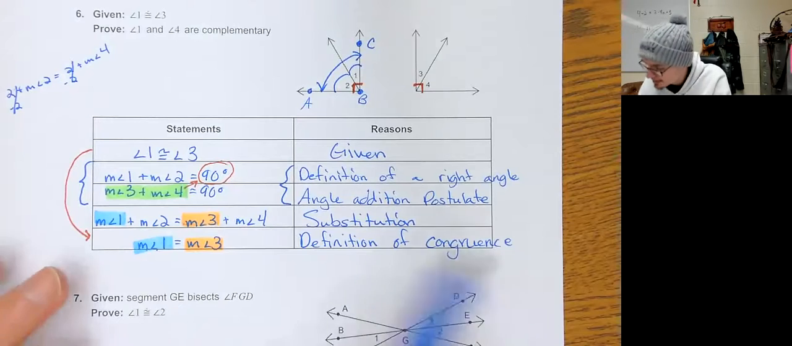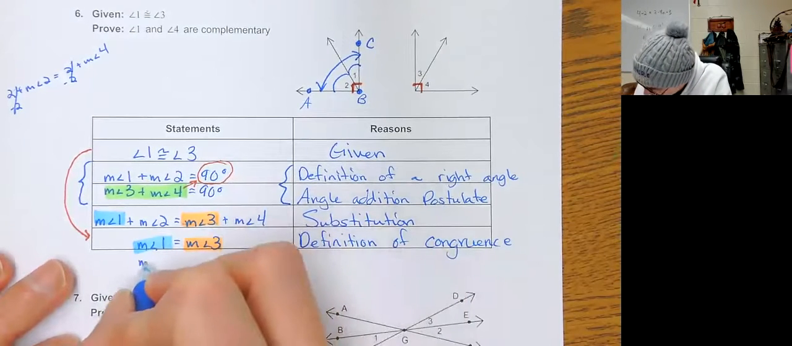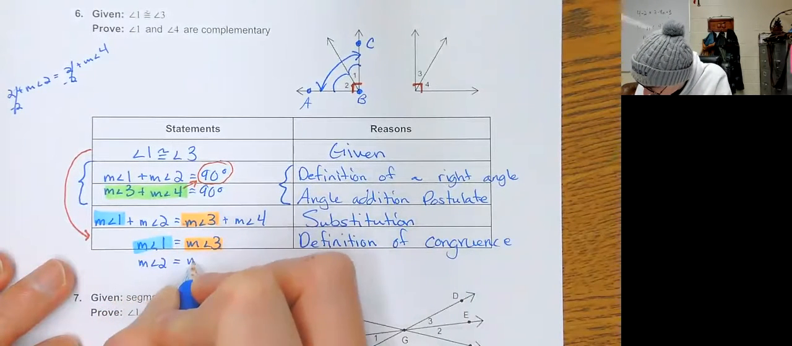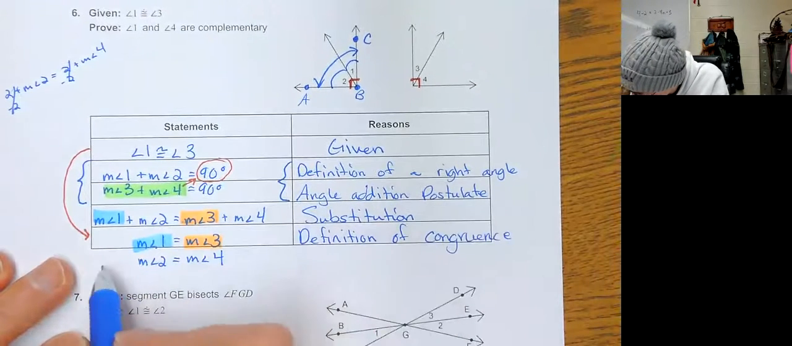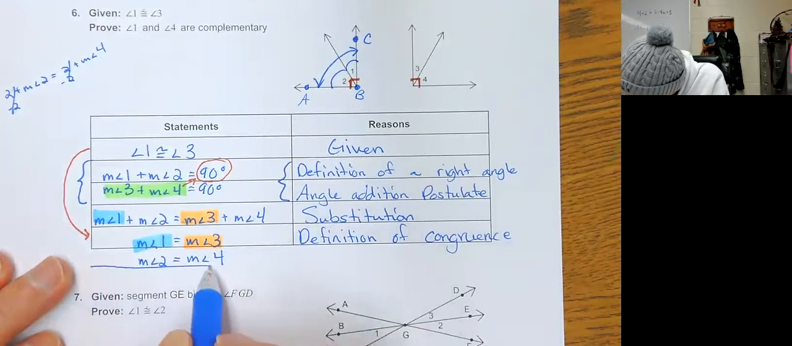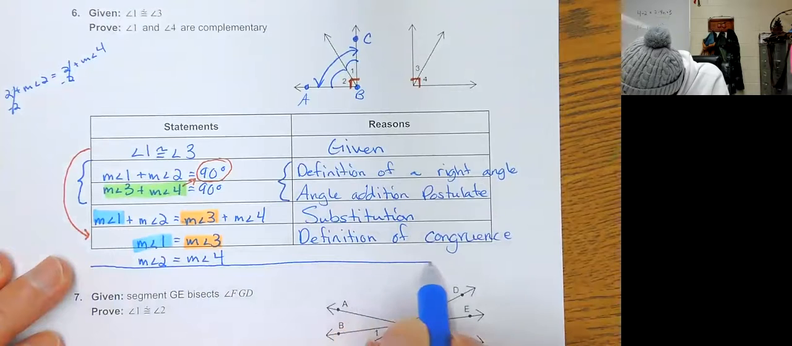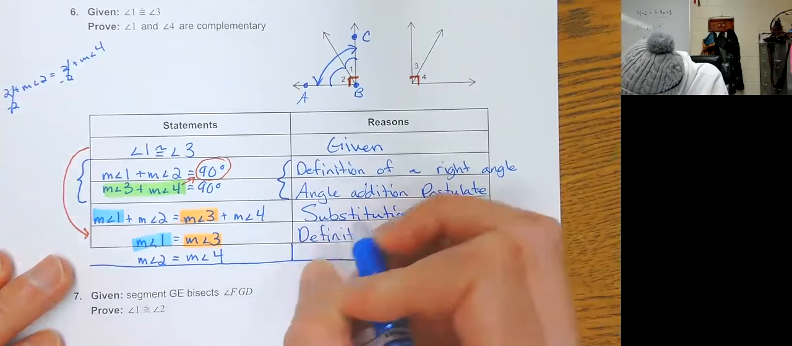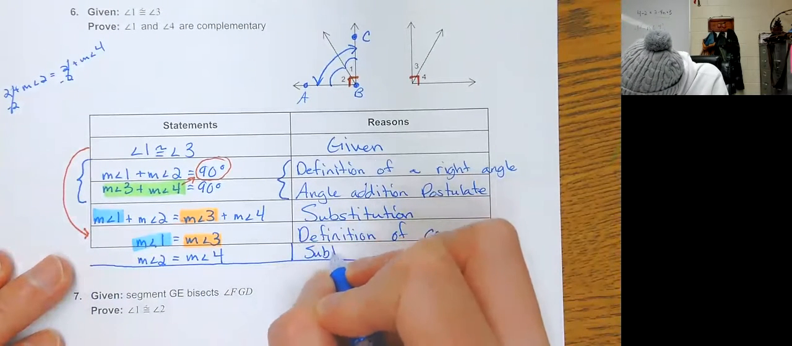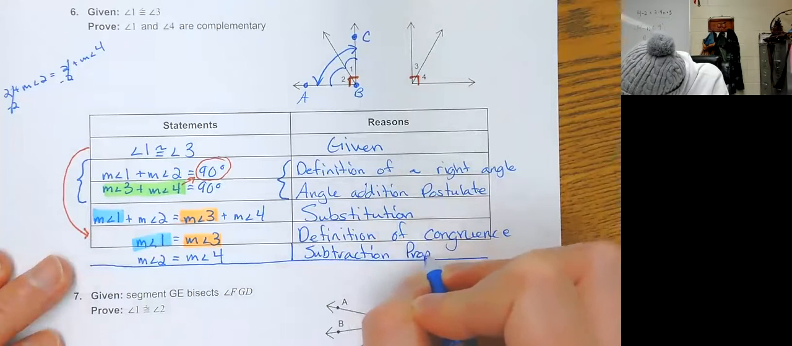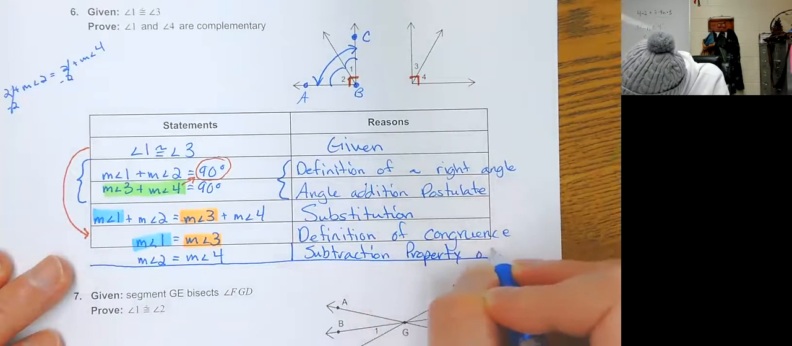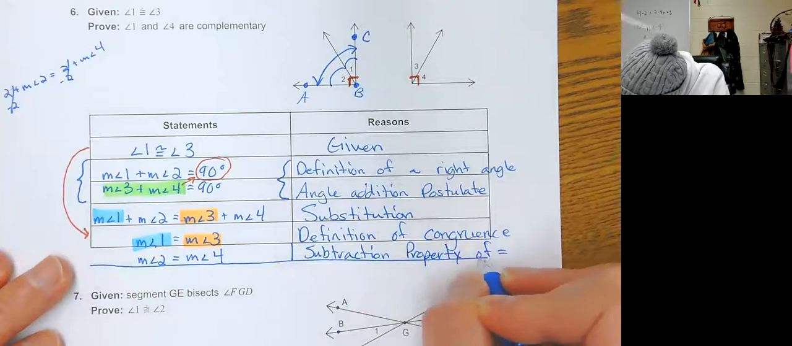Let's subtract it off. So we're going to get the measure of angle 2 equals the measure of angle 4. So we are subtracting off, by the subtraction property of equality.